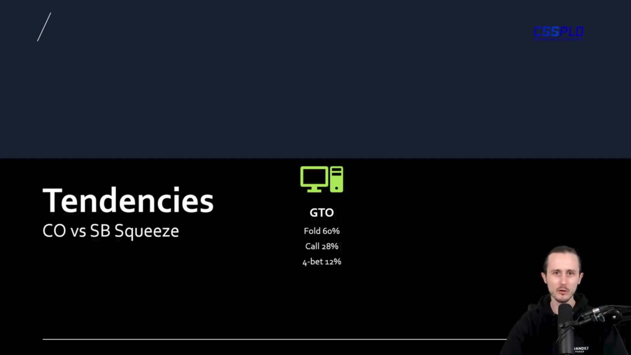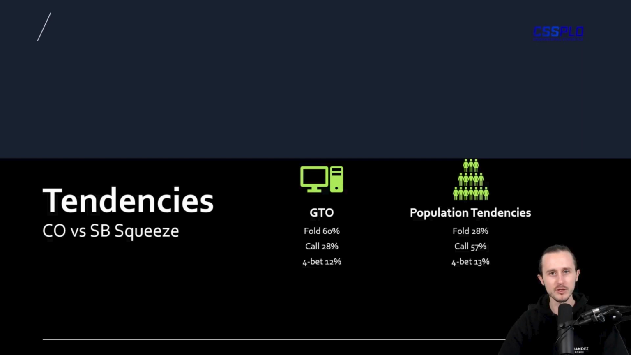However, if we look into how most players are actually playing, we can see very different numbers. First of all, the fold frequency is much lower. It's only 28%. And the call frequency is much higher, 57%. While the four betting frequency remains very, very similar, around 13% of the time.